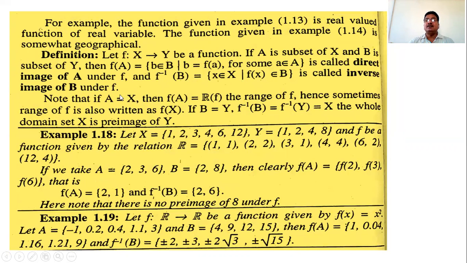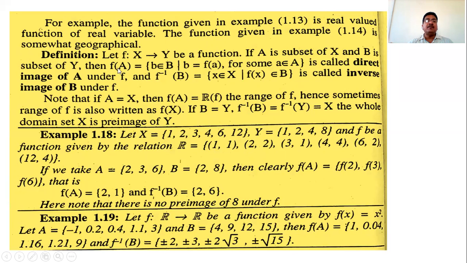Then the direct image and inverse image of a set. What is the notation for the direct image? Suppose f is a function from X to Y, and A is a subset of capital X and B is a subset of capital Y. Then f of A, capital A, means the image of the set A.